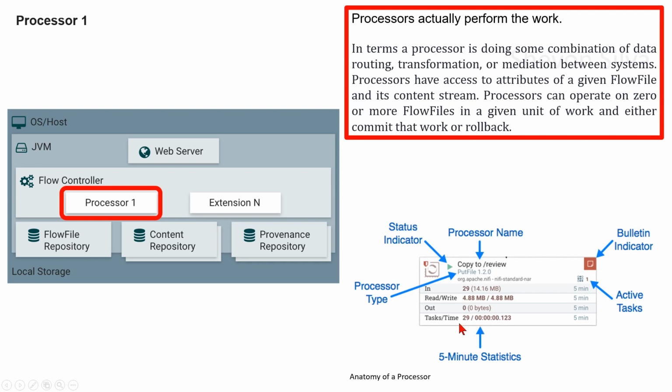Tasks/Time: the number of times that this processor has been triggered to run in the past 5 minutes, and the amount of time taken to perform these tasks. The format of the time is hours:minutes:seconds. Note that the amount of time taken can exceed 5 minutes, because many tasks can be executed in parallel.